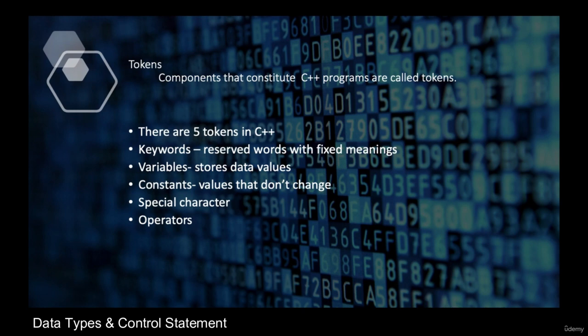Similarly, we use a lot of variables, which are the data storage points in a programming language. If we declare a variable, we will be using that variable to store some data. Now we have a third set of tokens called constants, whose values will not change throughout the execution of the program. Suppose we declare a constant value in a program, from the start to the end of the program, the value of that constant will not change. Then we have special characters and operators. Let's move to each of these tokens one by one, and then you will get more idea on the tokens.